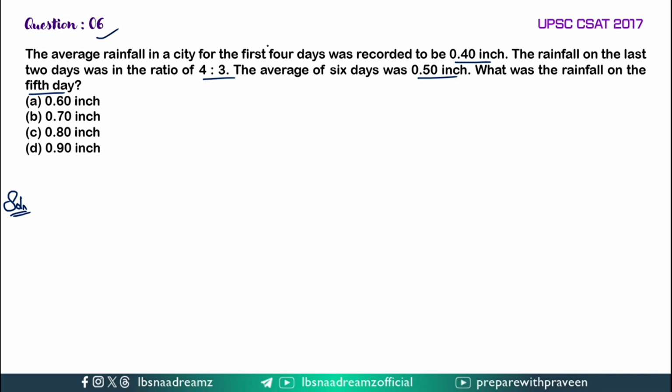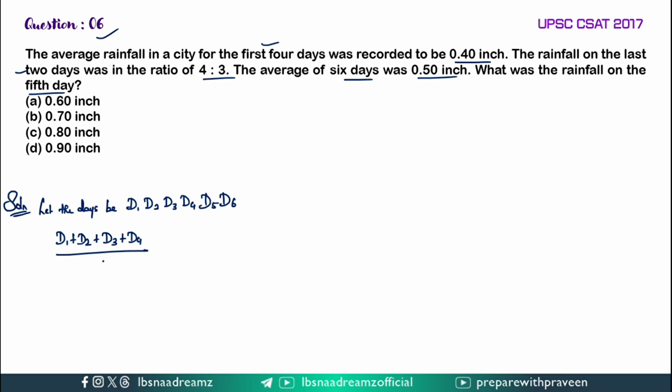So totally there are 6 days, right? 4 plus 2. So let us take the days as D1, D2, D3, D4, D5 and D6. The average rainfall in a city for the first 4 days: D1 plus D2 plus D3 plus D4 divided by 4 is equal to 0.40.